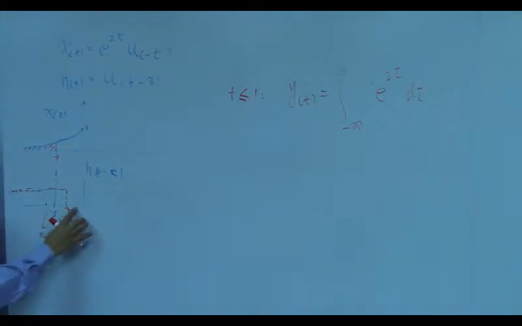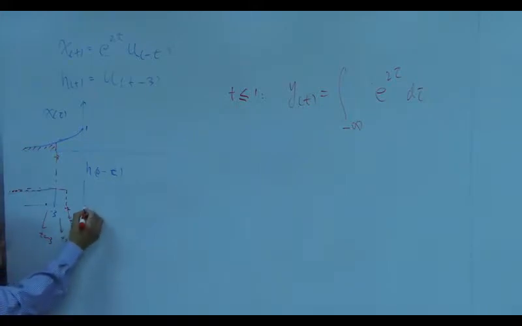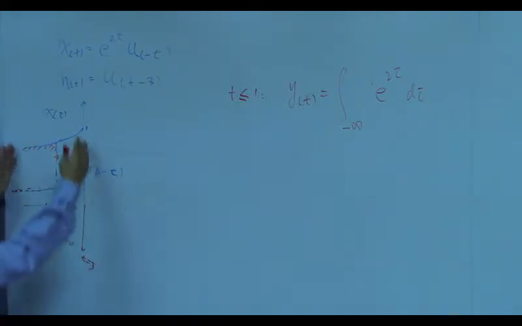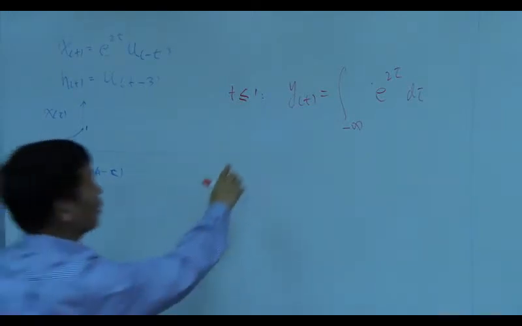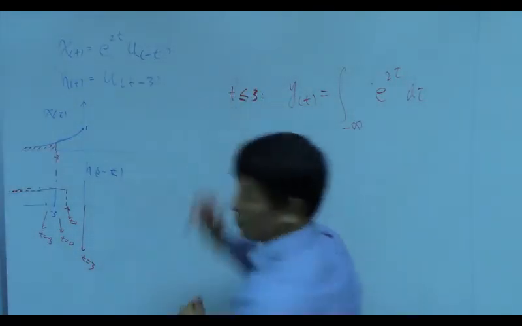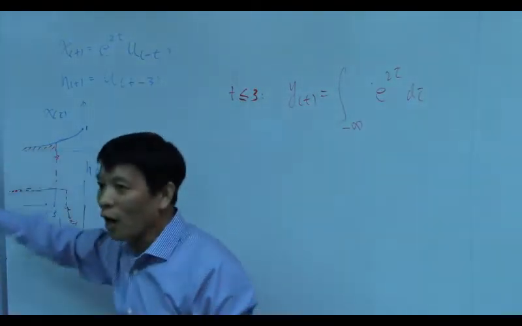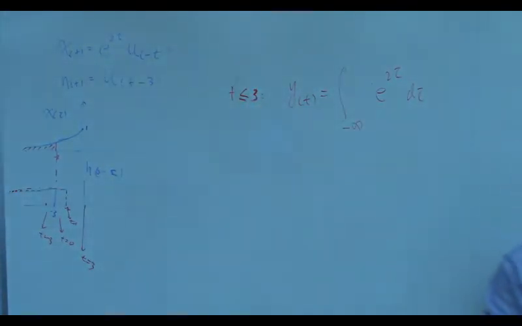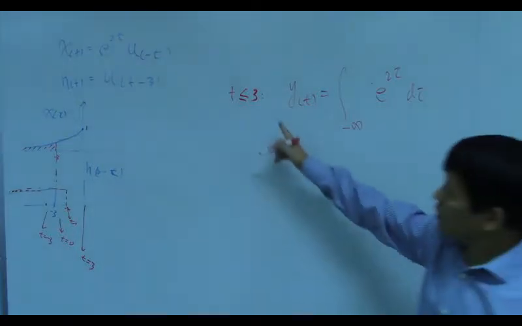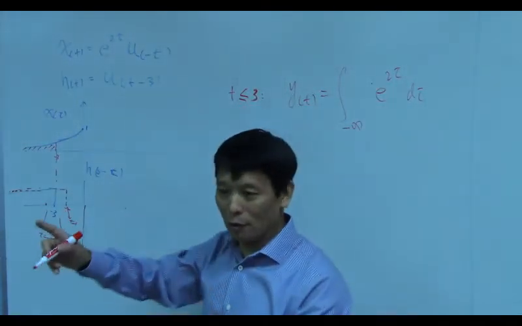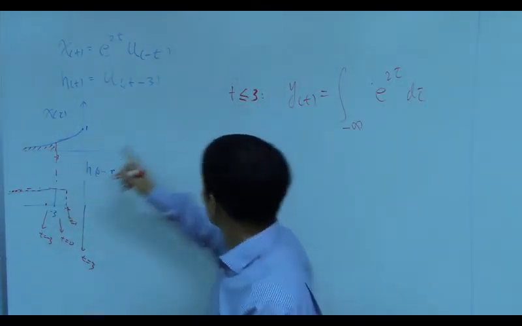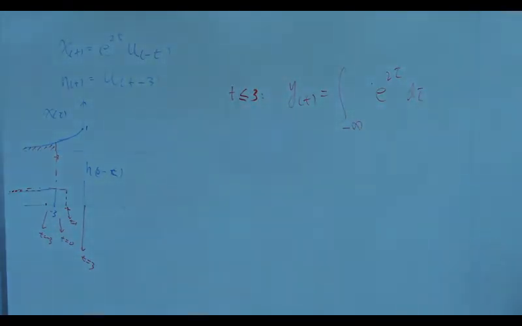How about when t equals 3? This point corresponds to t equals 3. So this one here, they are still the same. So this one all the way to less than 3. Now we get all these times, we get one representation. So if t is less than 3, no matter negative or anything, we can use the same integration.